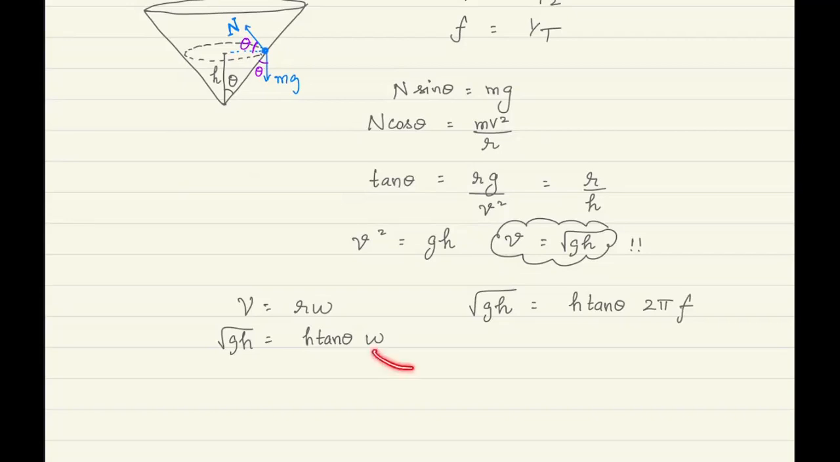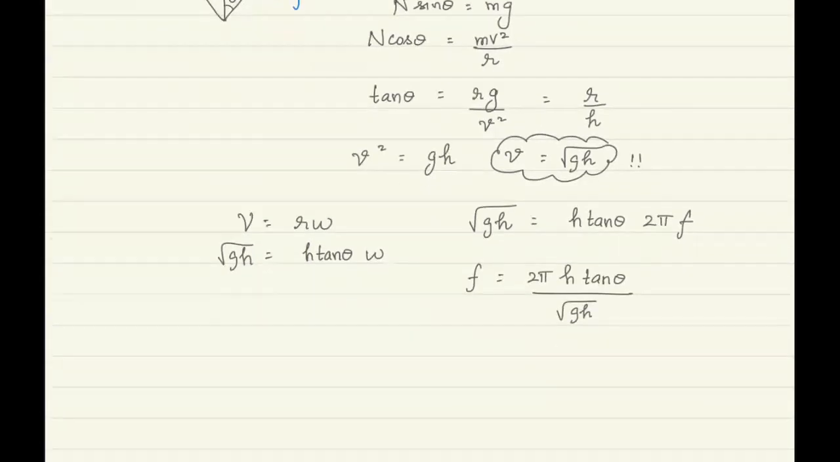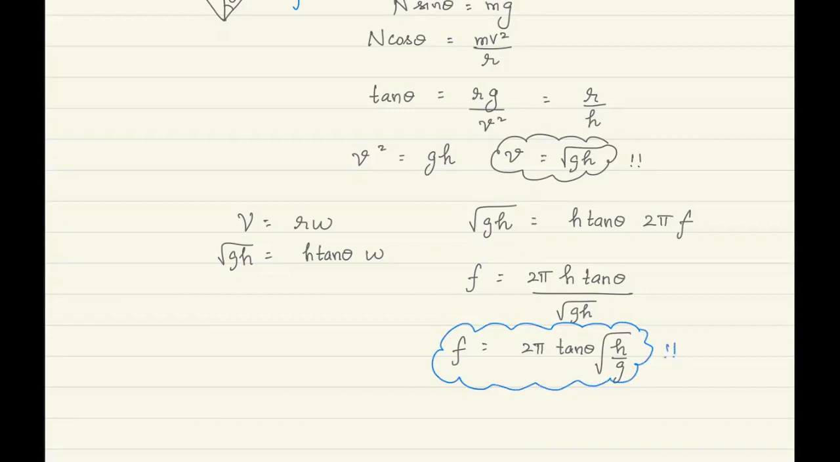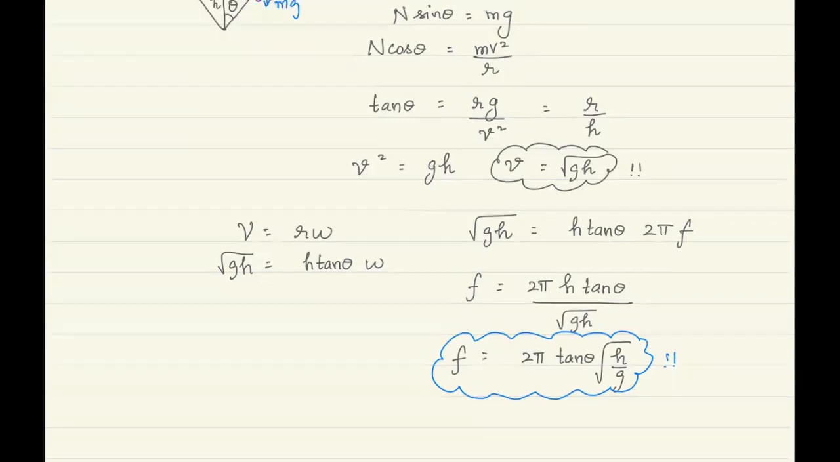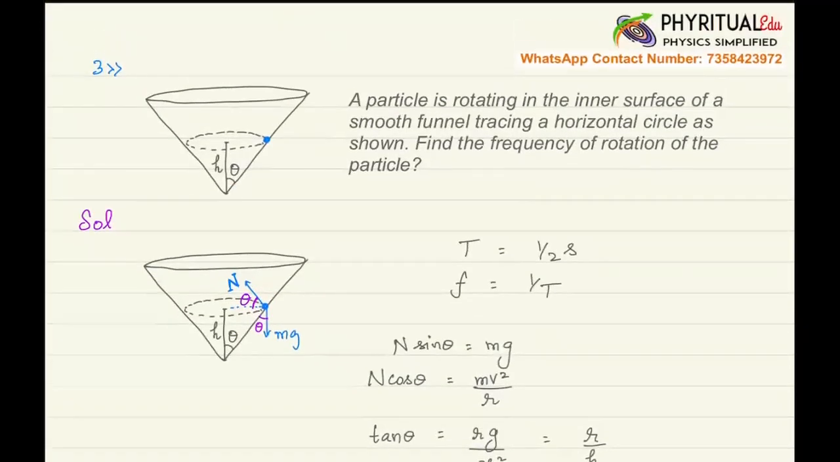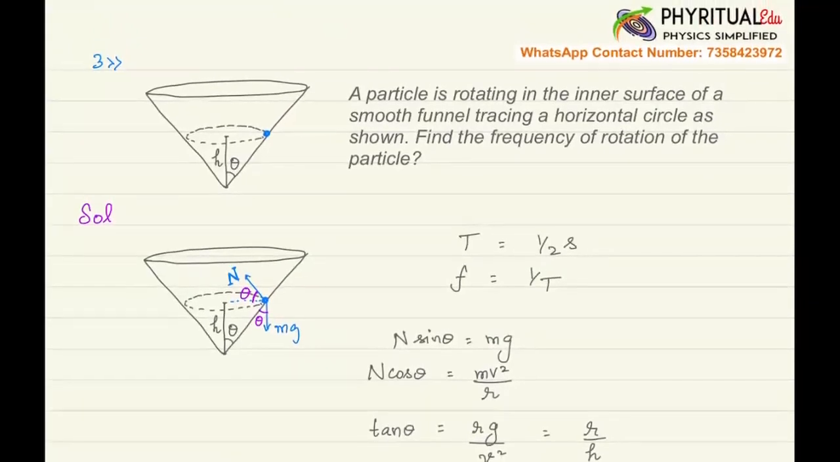Right? So carefully observe how we wrote this. Now from here, find the expression for frequency. So the required frequency is going to be, I'll write like this, h tan theta into 2 pi, divided by root of gh, or this can be represented as 2 pi tan theta into root of h by g. That is going to be the frequency of rotation of the particle. And note that now we have expressed everything in terms of the given parameters h, g and theta. Okay, so that's about this particular question of a particle rotating inside a funnel.